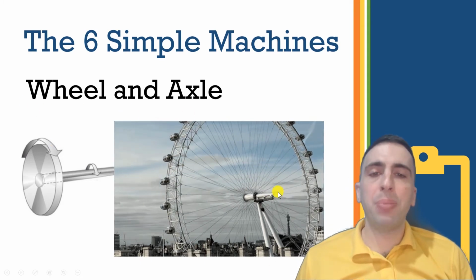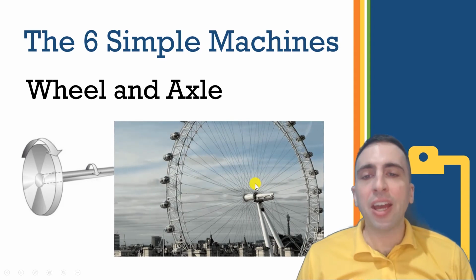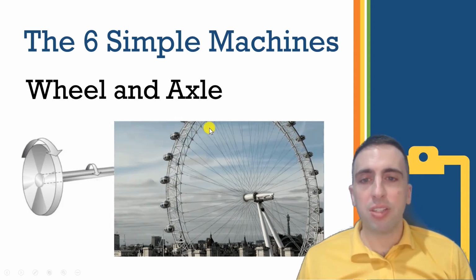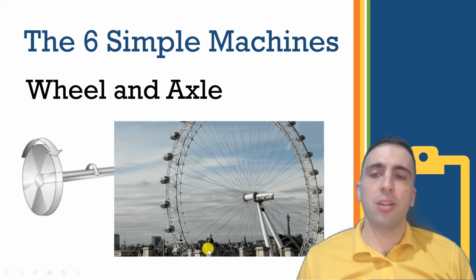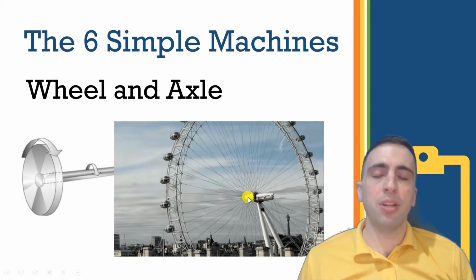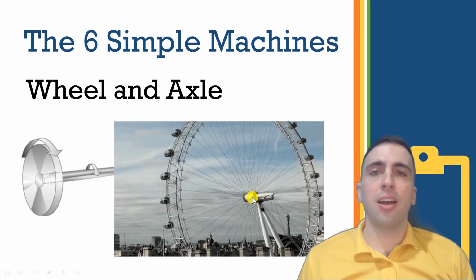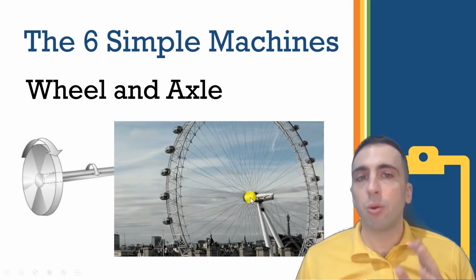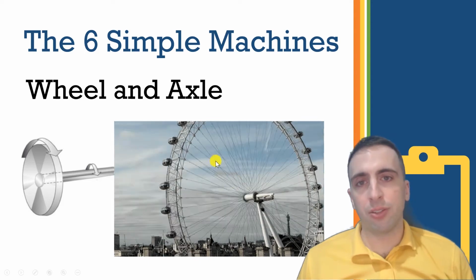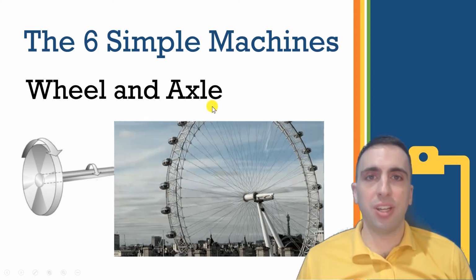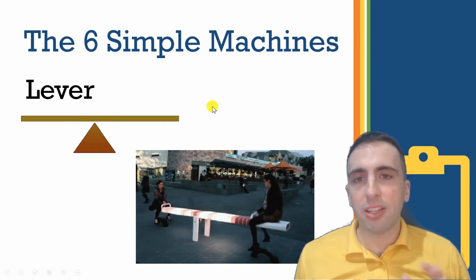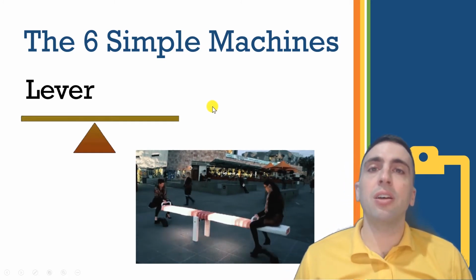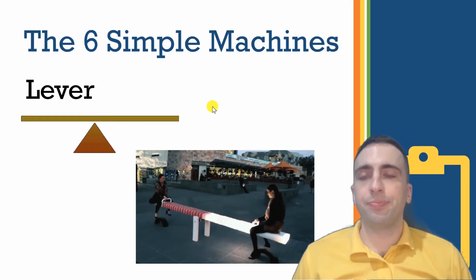Look at this big wheel and axle. We call this a Ferris wheel. But look, we've got the wheel and we've got the cylinder in the middle. That is the axle. Wheel and axle is a simple machine. We use this everywhere. Our next simple machine is the lever.